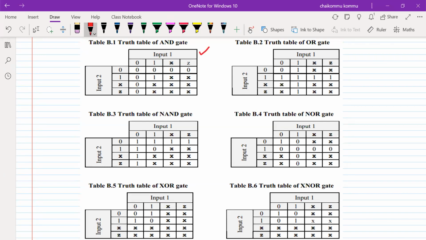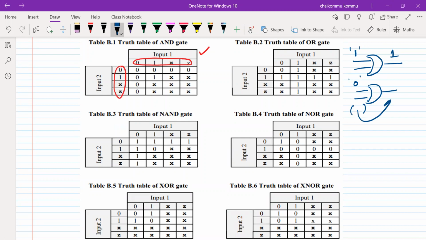If this is one input and this is another input, how do we fill all these things? Similarly, let us consider the OR gate, for a brief discussion. For the OR gate, if any one of the inputs is equal to logic 1, the output will be logic 1. If any one of the inputs is equal to logic 0, then depending upon the other input signal, it will produce an output signal.